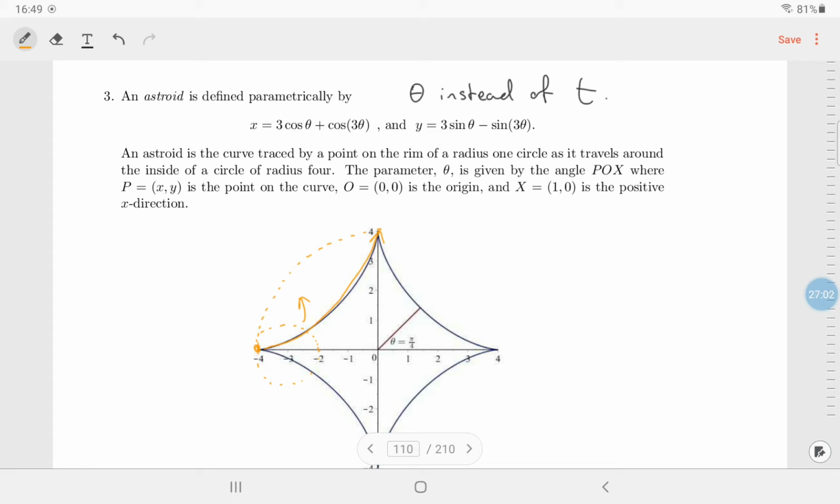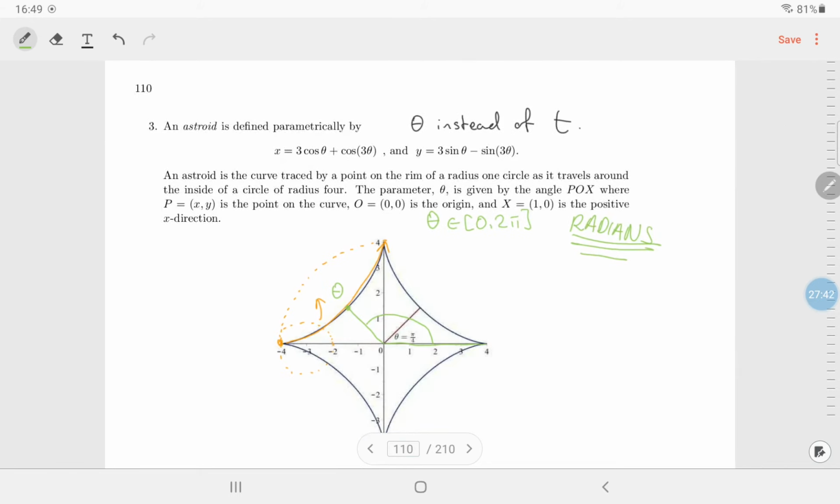Parameter theta is given by the angle POX. So in terms of the angle, so for example, if I talk about this point here, what's the value of the parameter? It's that angle there, like that. And so what that actually means is that theta goes from 0 to 2 pi. Now we have to be in radians because we've got differentiation. Have to.